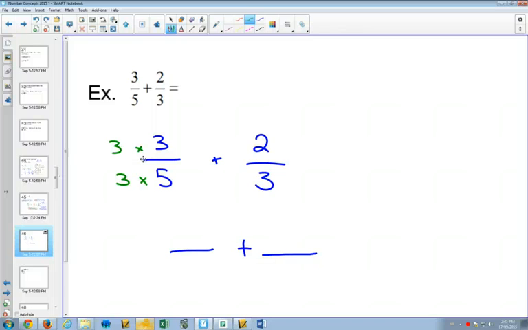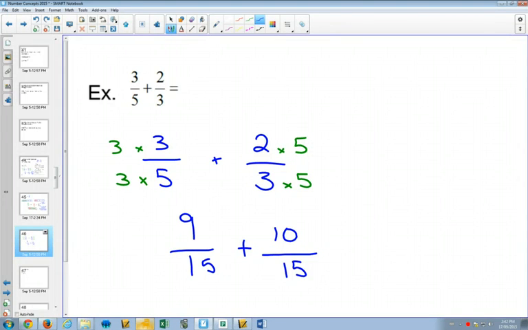fraction so that our new fraction, 9/15, is equivalent to 3/5. What would we need to multiply this 3 by to get 15? 5. And if we multiply the top by 5 as well, we're going to get 10/15.